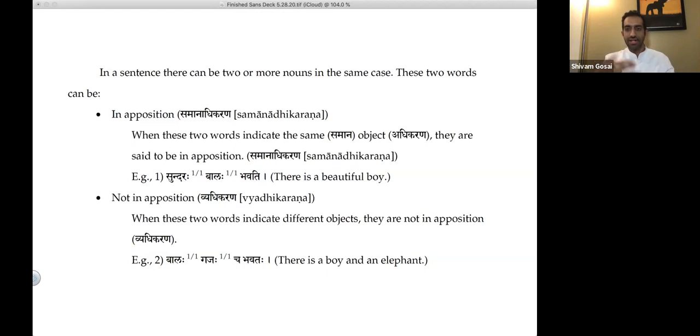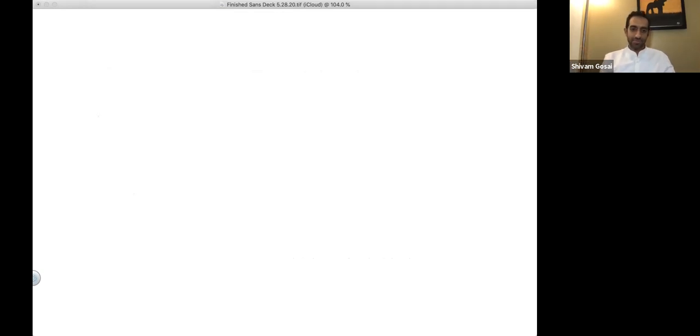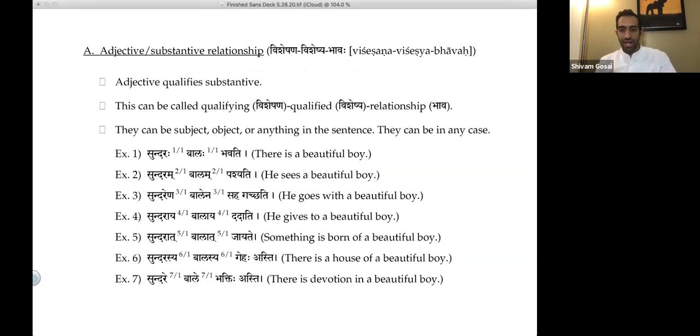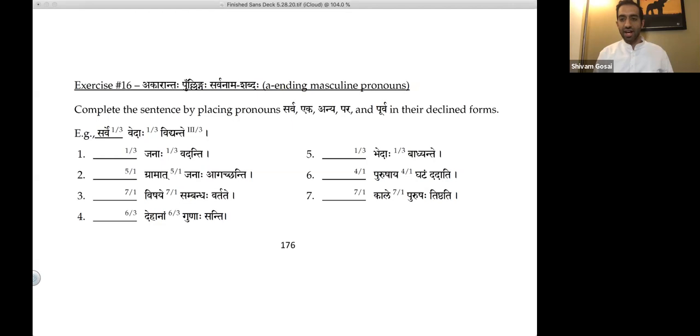There are also words that are not in apposition, which is vyadhikaranam. When they indicate different objects, they are said to be in vyadhikarana. Balaha gajaha cha bhavataha: they're in the same case, but they don't refer to the same thing. There's a boy and separately an elephant. Okay, we'll end here. Notice that some of the words in our homework are in Samanadhikaranam. In sarve janaha, all and people refer to the same thing. In sarvasmat gramat, all and the village refer to the same thing.